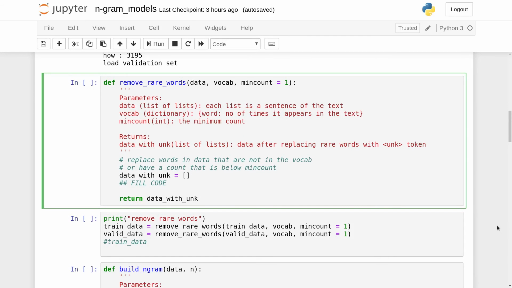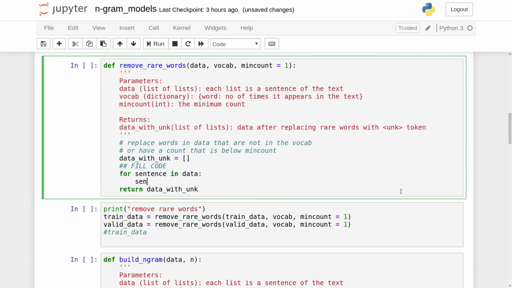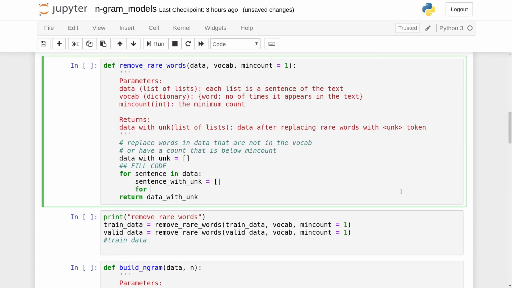In order to do that, we're going to have two for loops. We are going to loop over all the sentences, and then loop over the words in the sentence, and replace the word by the unknown token if it has a count less than min count. So we'll do for sentence in data, and then we'll create sentence with unknown, which is going to contain our new sentence. Okay, and then we'll do for word in sentence.